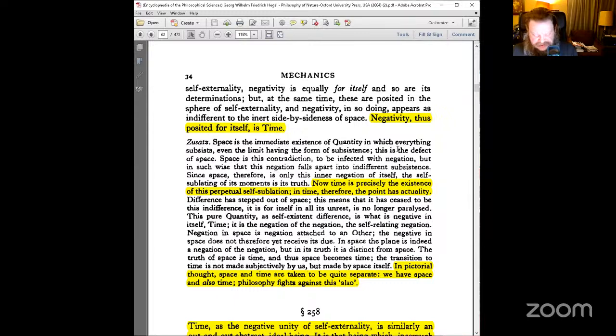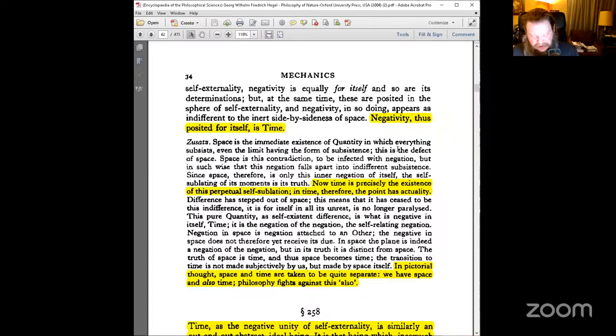Ordinary consciousness, Hegel claims, tends to separate space and time from one another. We have space and also time, which we just read. Philosophy, by contrast, Hegel says, fights against this and understands time to be nothing but the passing away of space itself. Space for Hegel is the very least that nature can be, and time is the process of self-negation or vanishing that space itself proves to be.